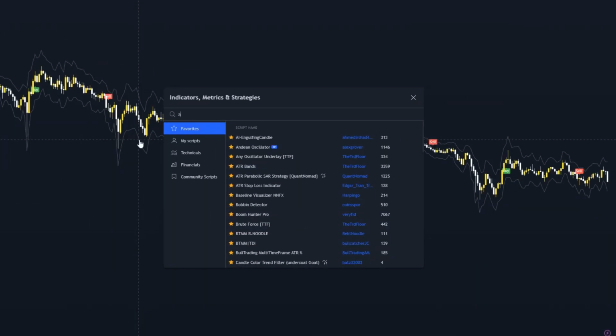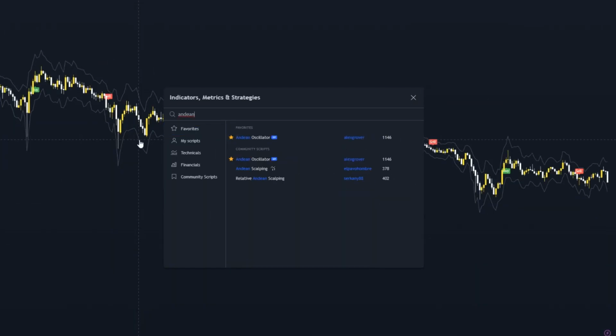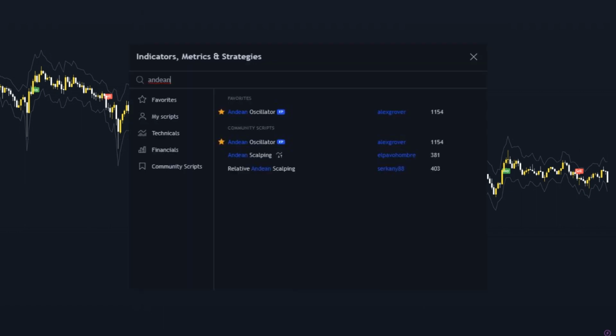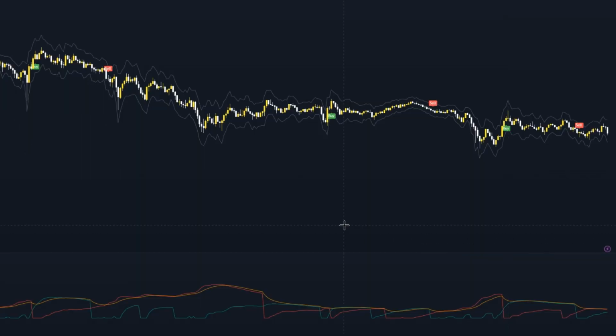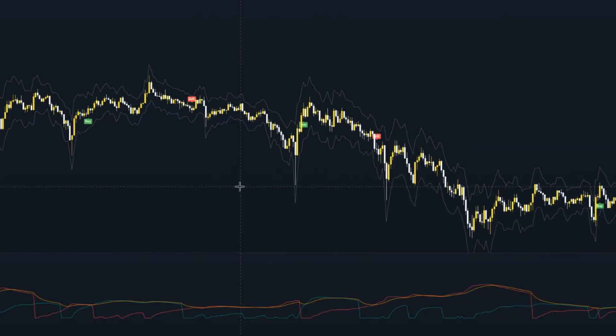The final and magic indicator that we're going to be adding to this strategy to improve the win rate massively is the Andean Oscillator by Alex Grover right here. Type in Andean and it'll come up. Add that to your chart and it'll look something like this down here. So this is everything we need for the strategy, and I'm now going to show you how the oscillator works and how we'll be taking buy and sell entries on Bitcoin.